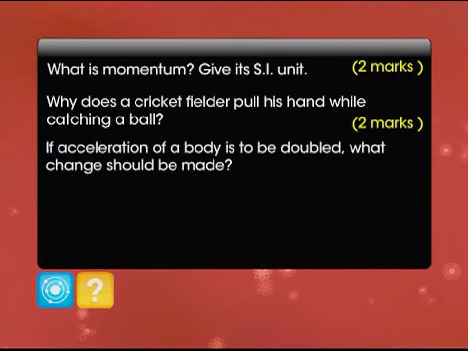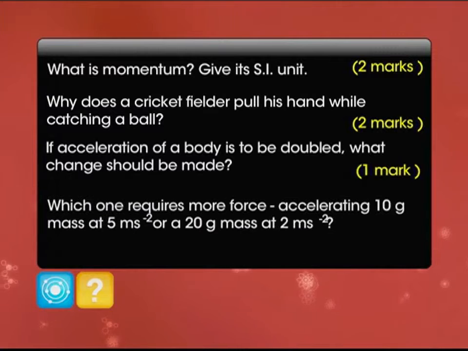If the acceleration of a body is to be doubled, what changes would be made? Normally for 1 mark. Or maybe your next exam question could be a question like this. Which one requires more force? Accelerating 10 gram mass at 5 meter per second square or a 20 gram mass at 2 meters per second square? Again, 1 mark question.